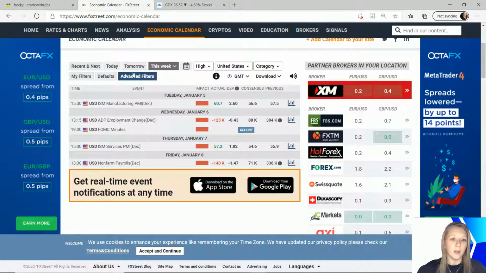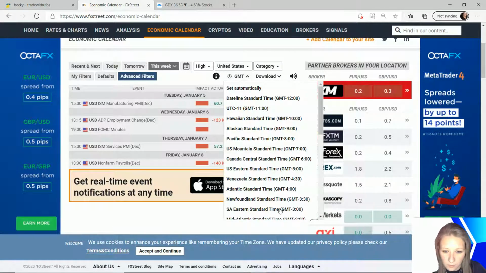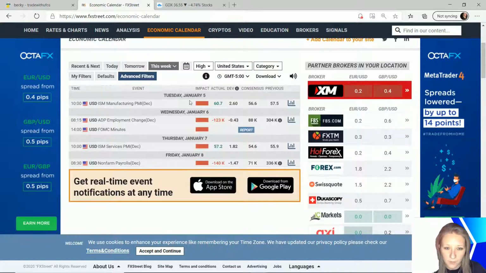So I come to fxstreet.com/economic-calendar. If you just type in FX Street calendar or something like that, it will come up, you'll find it. And I filter here by high impact news, United States, because we're looking at US stocks, and then I filter by this week so I can see the week ahead. Obviously, today being Friday, that's the only one really that's relevant now. I'm just going to change this to GMT -5, so Eastern Standard Time. So 8:30 this morning, US time, there would have been the non-farm payrolls. That can often cause some high impact.